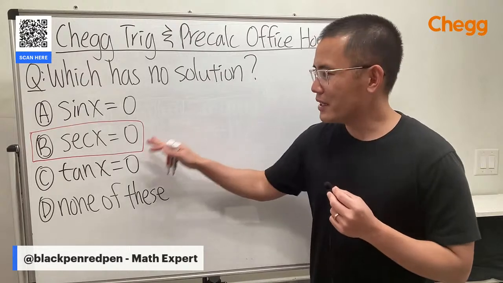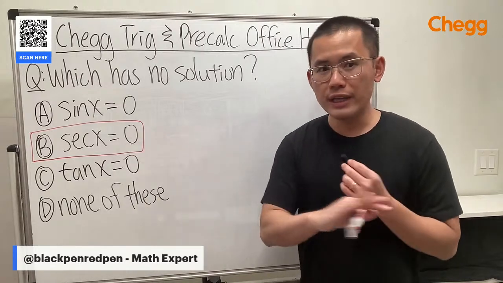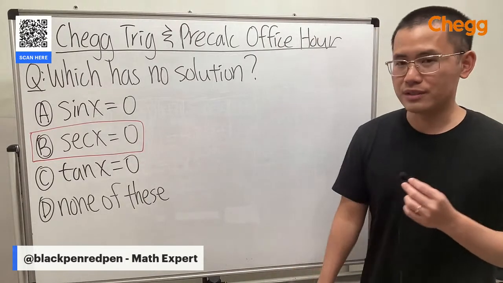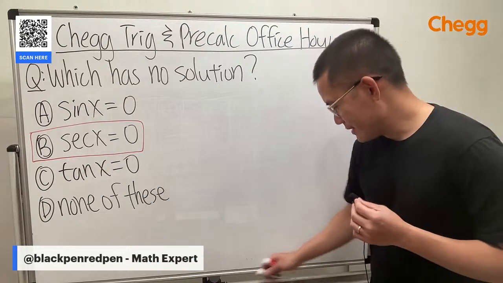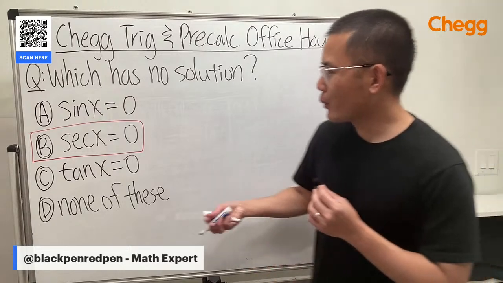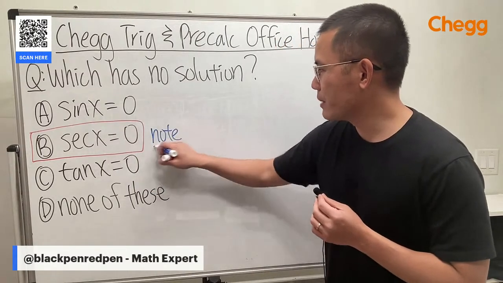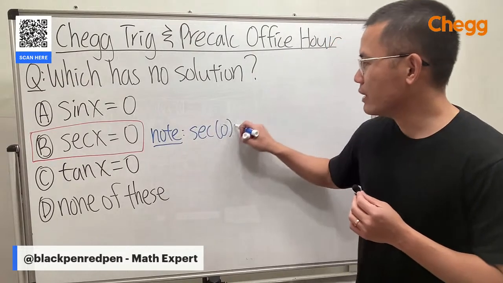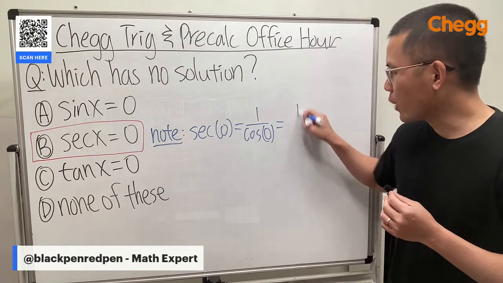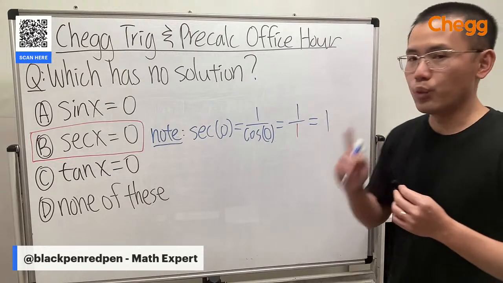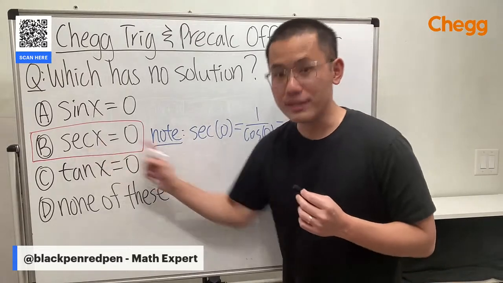In fact, this right here is not even like no solution in the real world. This right here is just no solution at all. You don't even have like an imaginary solution. None of that. Secant 0 is defined. Here, let me just make a quick note. I'm talking about which equation has no solution. If we have secant 0, this is the same as 1 over cosine 0. And cosine 0 is equal to 1. So secant 0 is just equal to 1. Okay, so you can do secant of 0, but the truth is you cannot solve this equation.